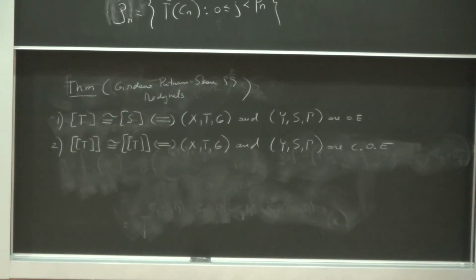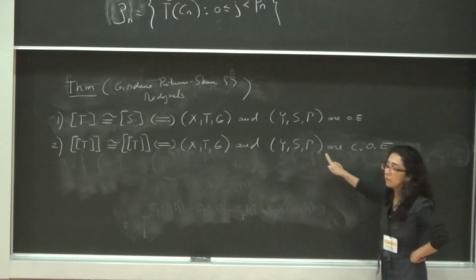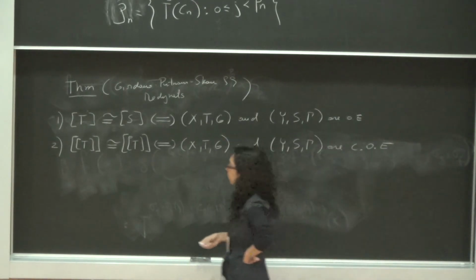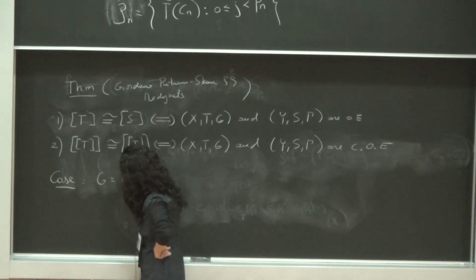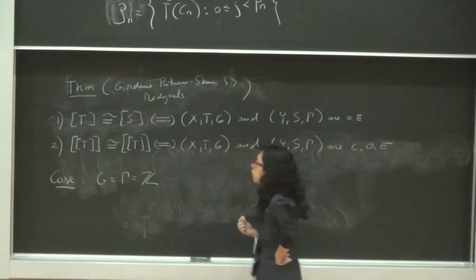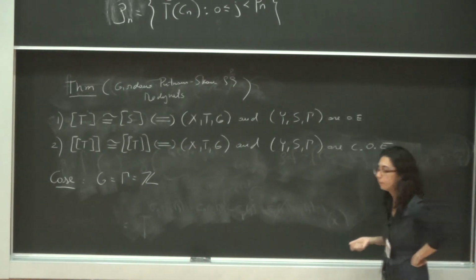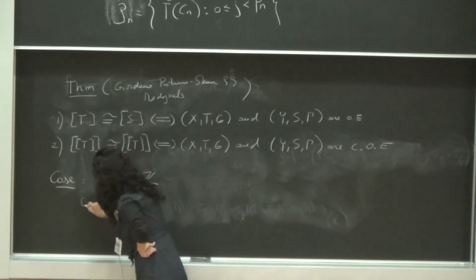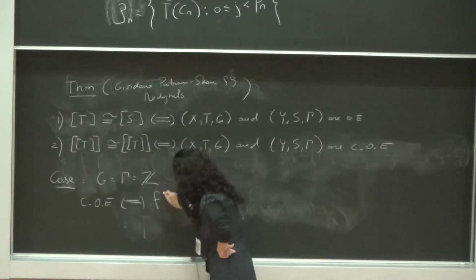And there is, I have to say, a comment about the special case when G is equal to gamma and this is equal to Z. When we are working with Z actions, continuous orbit equivalence is equivalent to flip conjugacy. So this is a result from Mike Boyle. In that case, continuous orbit equivalent is equivalent to flip conjugacy.